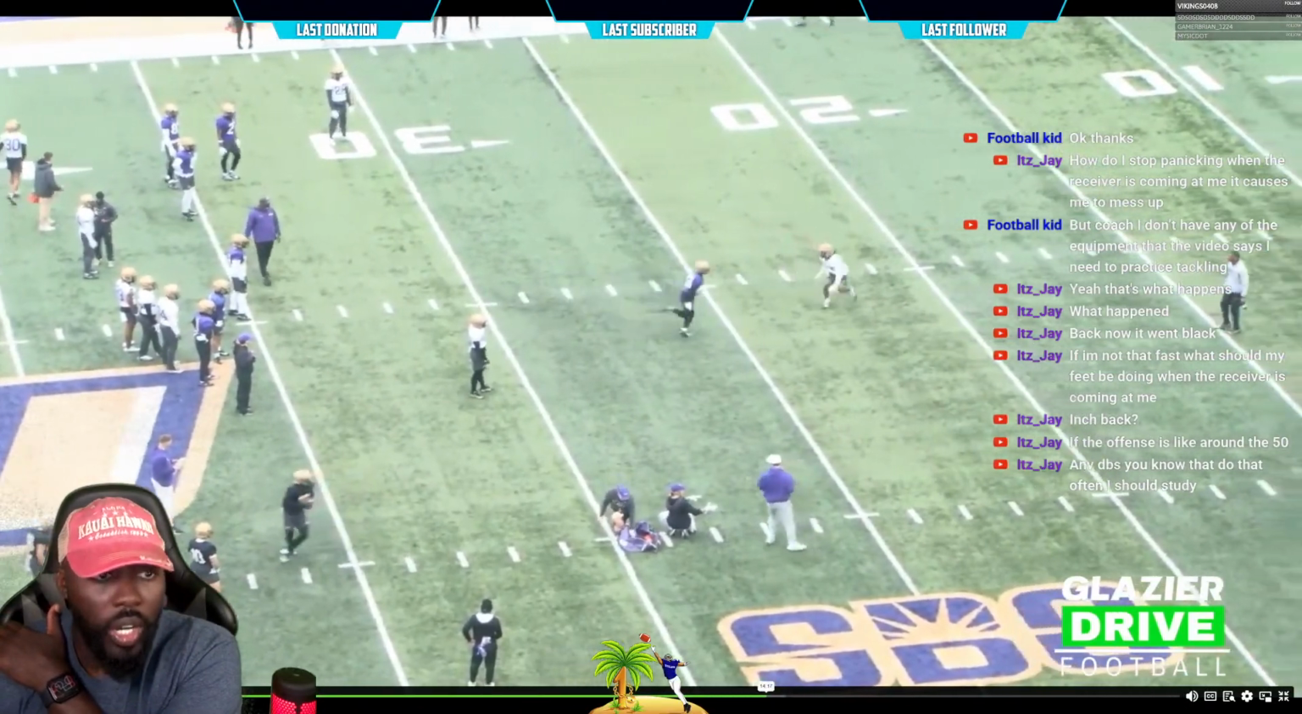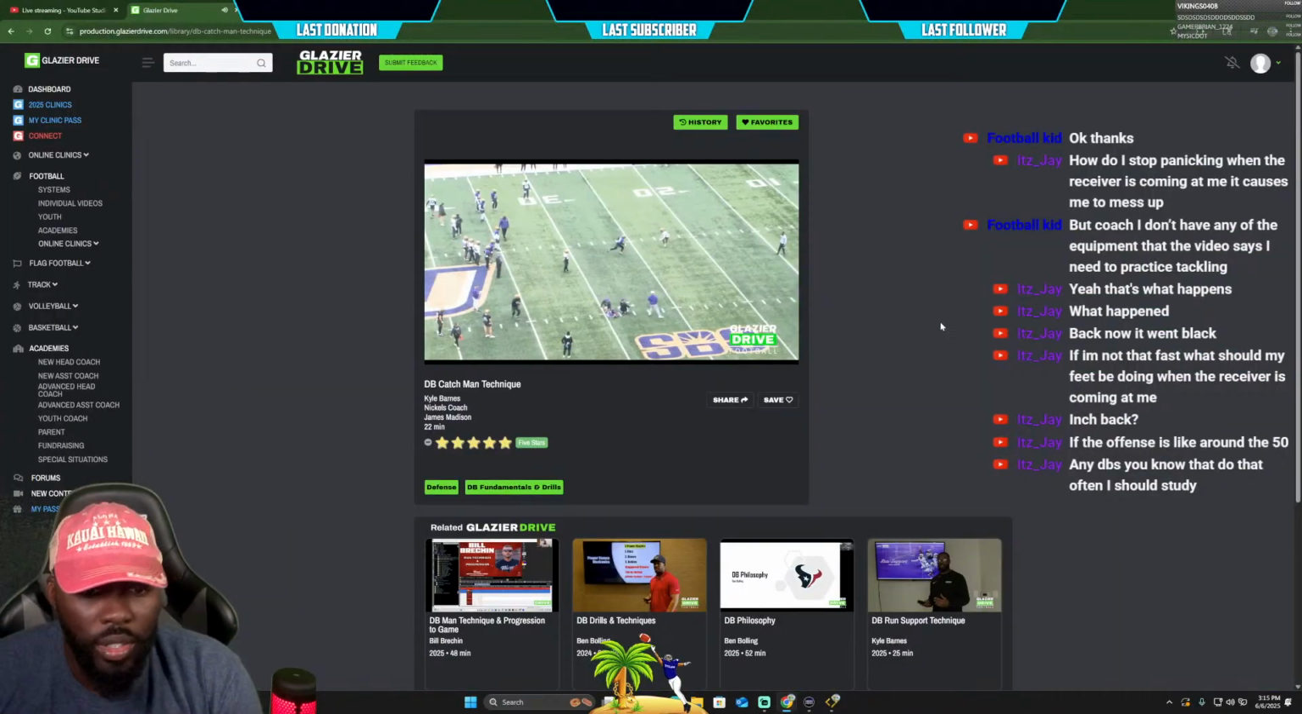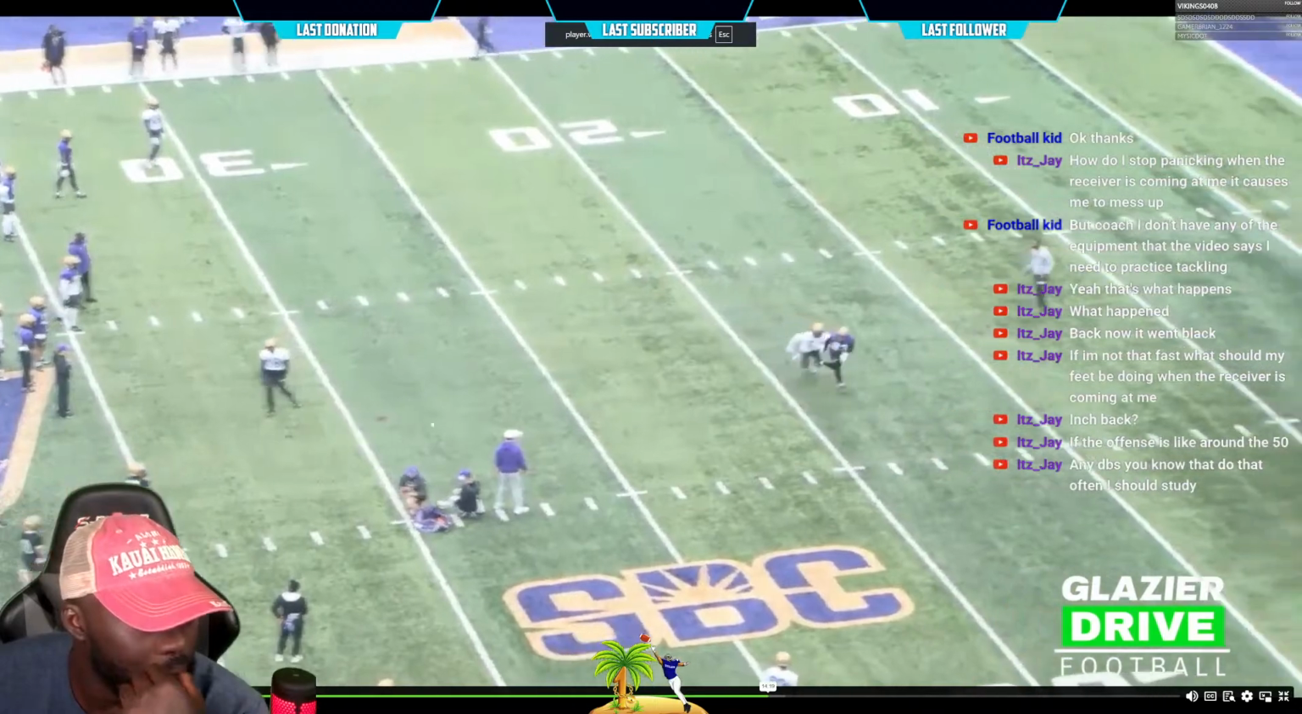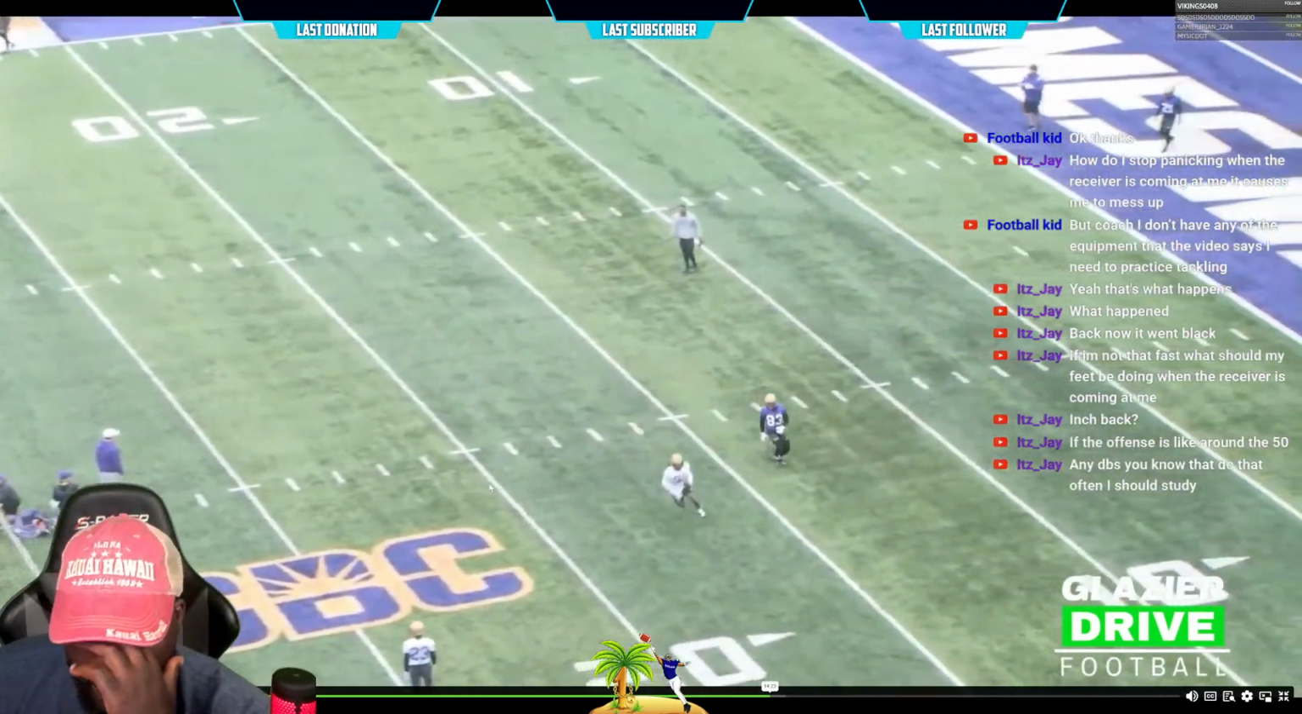Slide, matching the foot. It's the Nichols coach, Kyle Barnes from James Madison. Competing through the break, and then we're contesting and we make a big play.